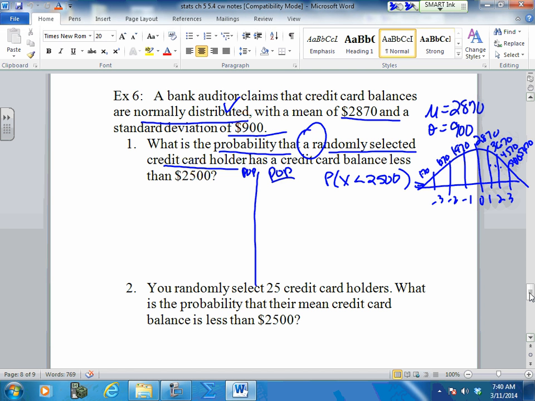Now, we want the 2,500. We want somewhere right in here. And we want less than that. Okay, we want to know what the probability is that when I pull out this random person out of my population, that person's balance will be less than 2,500.